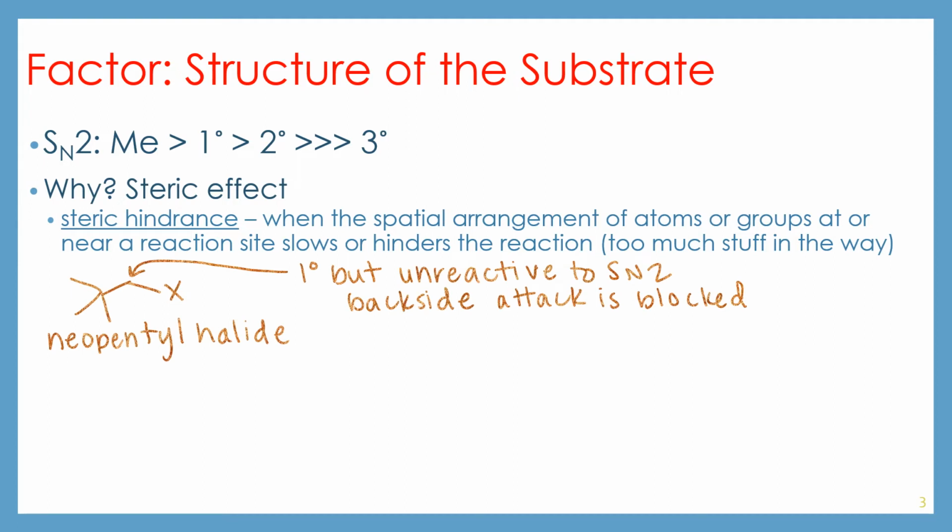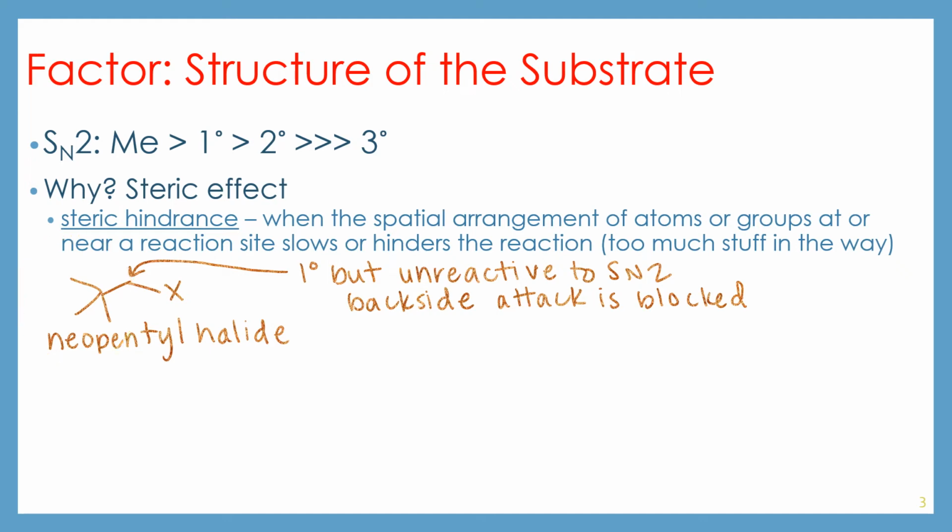So, for example, a neopentyl halide is technically a primary alkyl halide, which, according to our little chart here, says that it should be SN2. And it's going to be kind of highly favored in the world of SN2 because it's towards the top of the list. But neopentyl halides tend to be fairly unreactive in SN2 situations because the backside attack is blocked by the fact that this group is quite large.